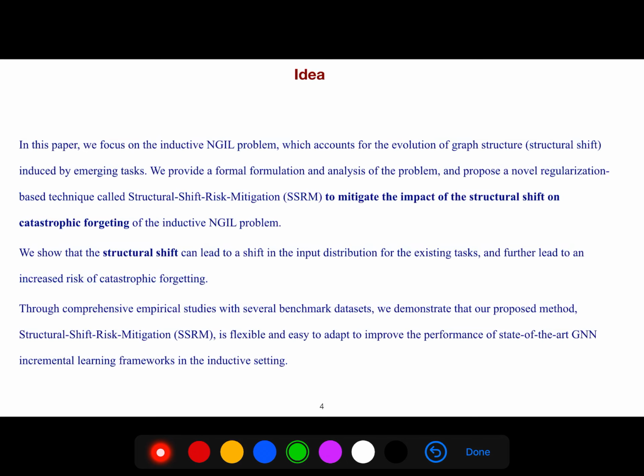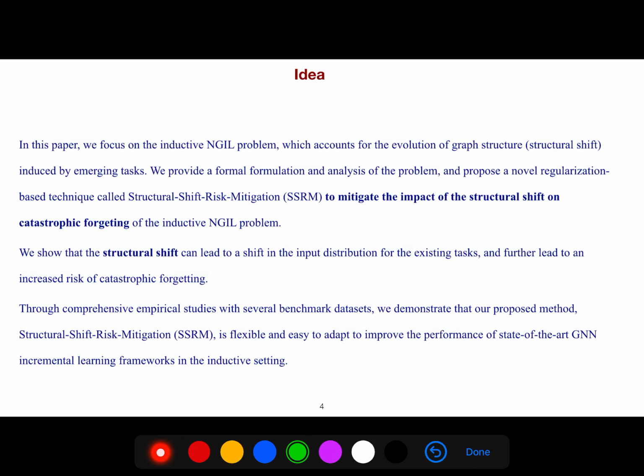So we focus on the inductive NGIL problem, which accounts for the evolution of graph structure, structural shift, induced by emerging tasks. We provide a formal formulation and analysis of the problem and propose a novel regularization-based technique called structural shift risk mitigation to mitigate the impact of the structural shift on catastrophic forgetting of the inductive NGIL problem. We show that the structural shift can lead to a shift in the input distribution for the existing tasks and further lead to an increased risk of catastrophic forgetting.